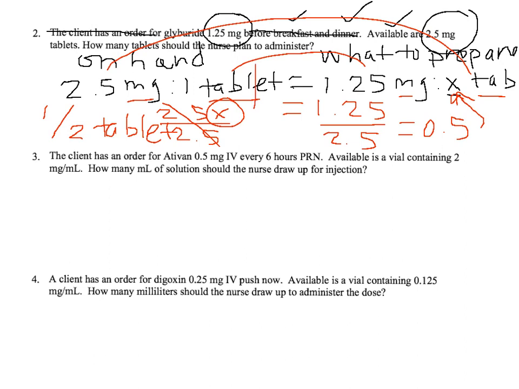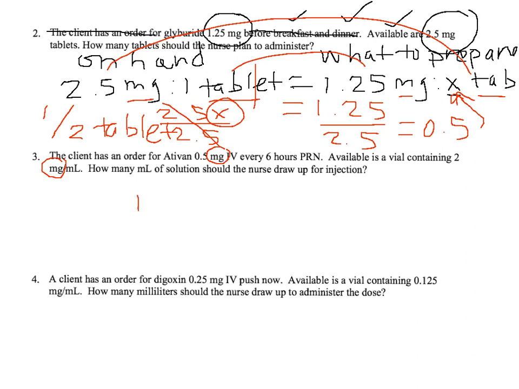While we're on this page, let's go ahead and do number 3, and then you can do number 4 for yourself, and I'll be posting answer sheets. Okay, so number 3 says the client has an order for Ativan 0.5 milligrams. So I know I'm going to be dosing my patient in milligrams. And we need to give that IV every 6 hours PRN. Available is a vial containing 2 milligrams per mil. Good. This is still milligrams, so I don't have to do any conversions there.